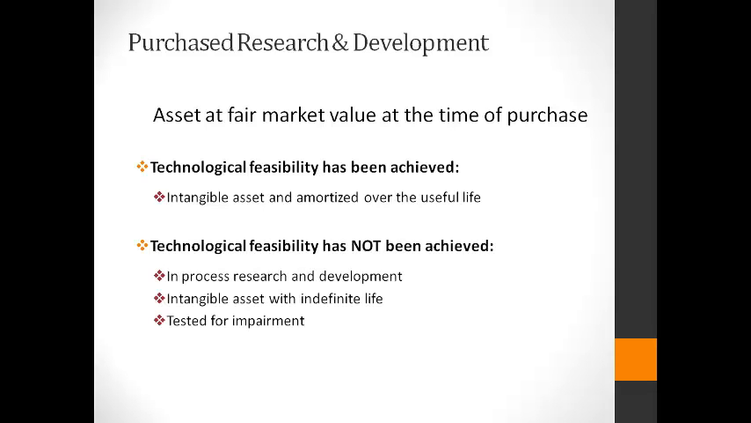If technological feasibility has not been achieved, it is considered to be in-process R&D and is considered to be an intangible asset with indefinite life. Indefinite life intangible assets are tested for impairment. The asset is removed from the balance sheet when the company determines there is now no future economic benefit.